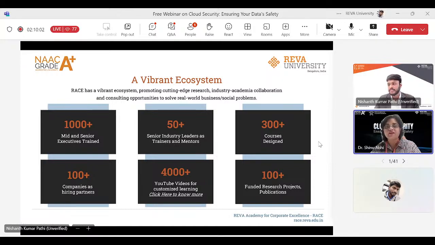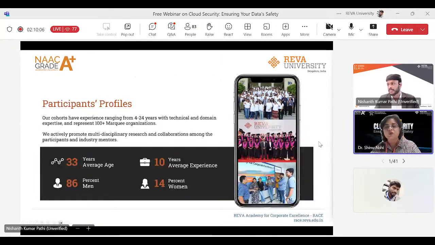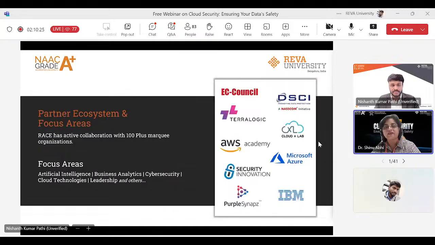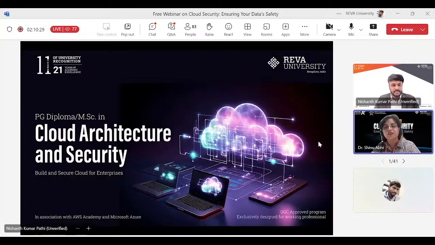And Nishant, if you could move. We also want to share that the whole ecosystem consists of a lot of aspirants who want to move to these technologies. So we are not only part of the training, but also part of the career transition process for these people. And next, if you could move to the program itself on the cloud.